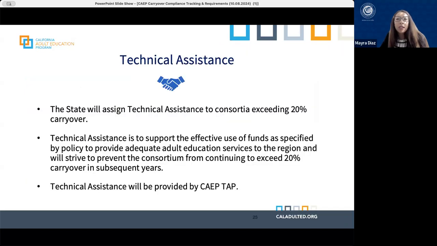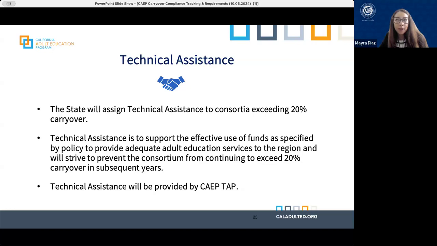Legislation for the consortium carryover tracking calls for two things, as we've covered in previous slides. If the consortia is exceeding 20% carryover on an annual basis, they get flagged and they'll complete a written expenditure plan. And legislation also calls for the state to assign technical assistance. The technical assistance is to ensure the effective use of funds as specified by policy to provide adequate adult education services to the region.